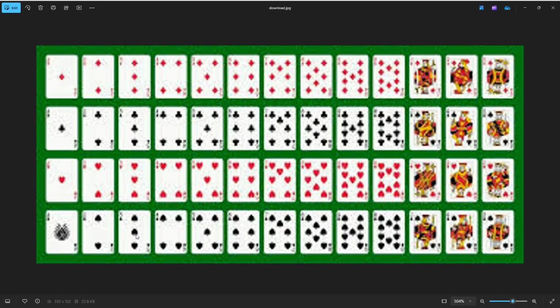Okay, so this is a deck of cards. You can see what you need to see from it. Alright, so... Please stop talking now.